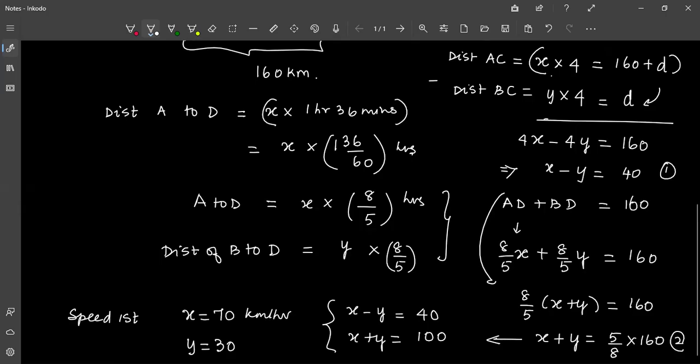And the speed of the car, maybe this is point A car, and the second car which started at point B, that car is 30 kilometer per hour. I hope you understood this question.